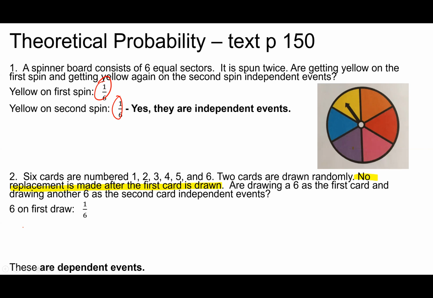We've already drawn the 6 and we didn't replace it. So what's the probability of drawing a 6 on the second draw? It's 0. Exactly. These are dependent events. If I took the 6 out, there's no longer a 6 in there.